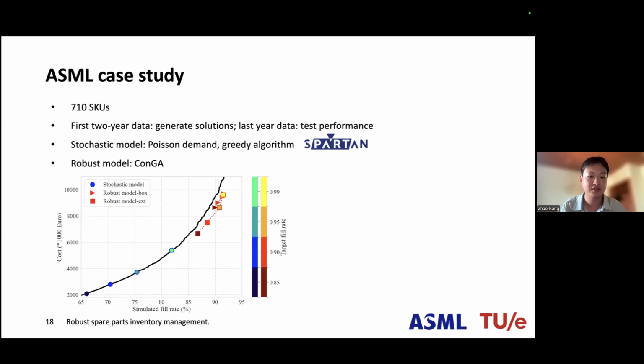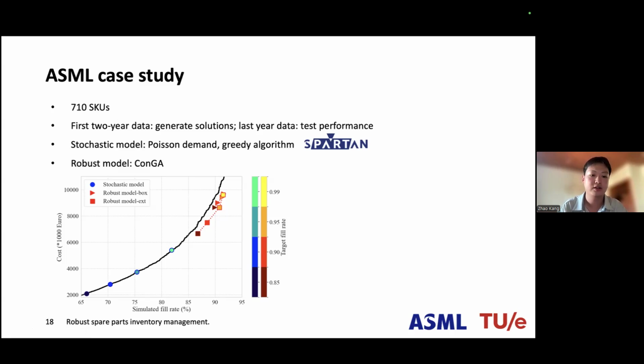And firstly, we want to see what the cost efficiency trend is for both the stochastic model and the robust model. Here we set the target fill rate from 85% to 99%. It is clear that for the conventional stochastic optimization model, for instance, when we set the target fill rate to 99, the actual fill rate can only achieve around 82 or 83.